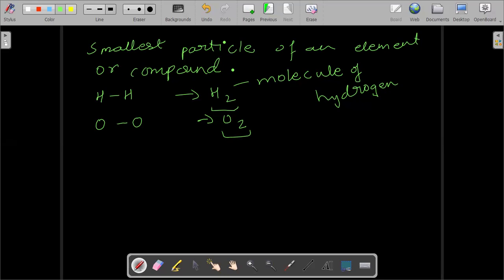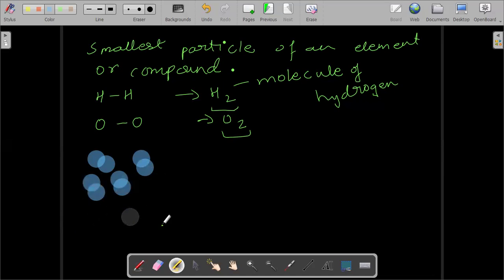Let's see, hydrogen is a molecule of hydrogen. How do I say hydrogen is a molecule of hydrogen? I have two hydrogen atoms bonded together. One hydrogen atom, another hydrogen atom bonded together. In this way, how many molecules of hydrogen do I have?